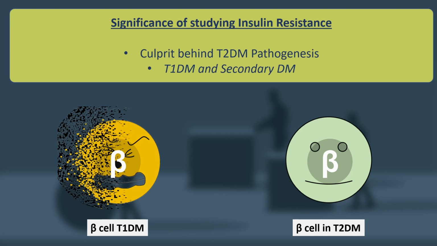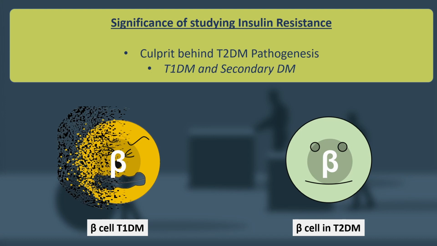But the point which I want to highlight here is that in many different types of diabetes, insulin resistance is the culprit. Even in a normal healthy person who is obese, insulin resistance is almost invariably present, and it's the cause of many different problems. So it's very important to understand how insulin resistance occurs.